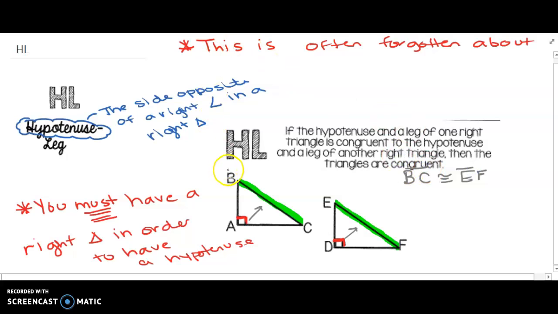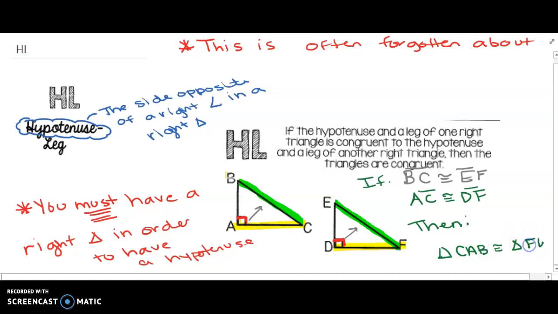and guys, I just need to know one of the two other legs. It doesn't matter. Let's say it's DF and AC. It could also be BA and ED. That would be okay too. And AC is congruent to DF. I'm going to say if both of these happen, then it follows that triangle CAB is congruent to triangle FDE.